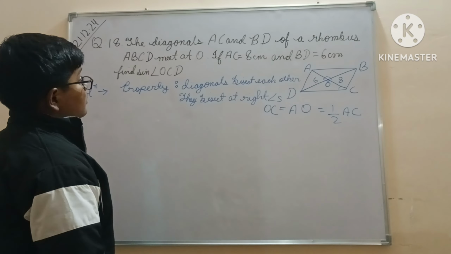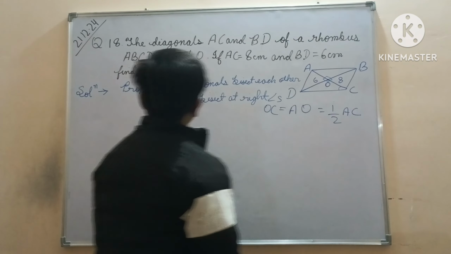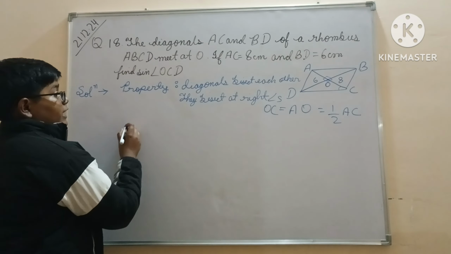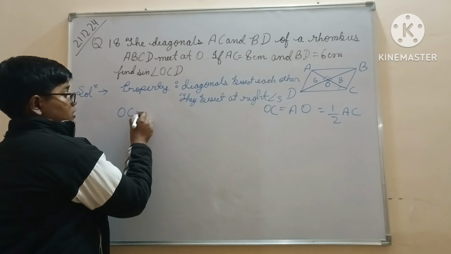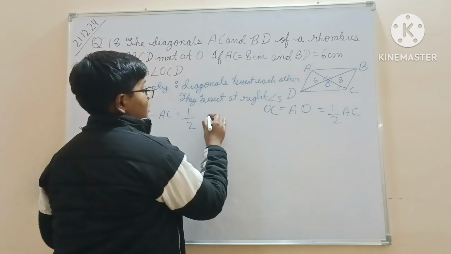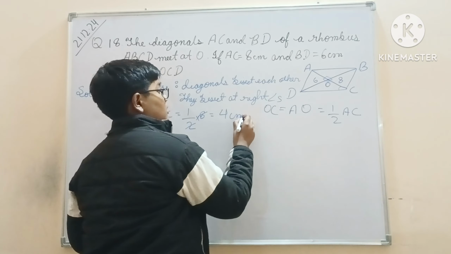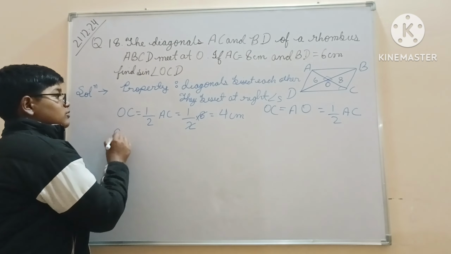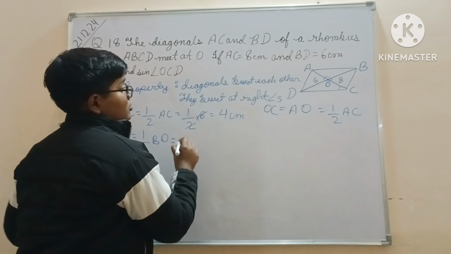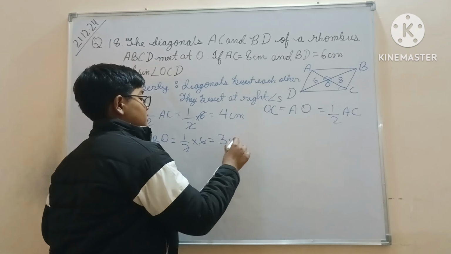First, we have to find sine of angle OCD. So first we will find the sides OC and OD. OC is half of AC, which is half multiplied by 8, which will become 4 centimeters. And OD will be equal to half of BD, so it will become half multiplied by 6, which is 3 centimeters.